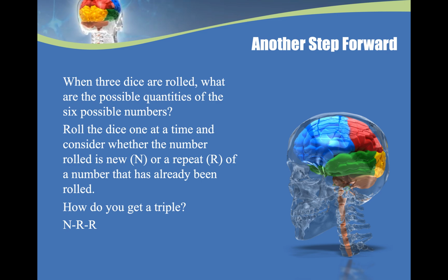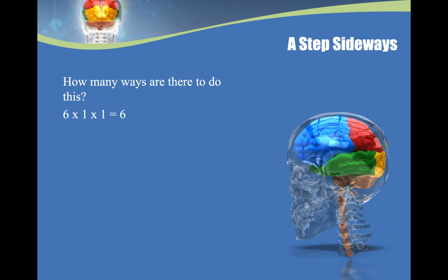First number can be anything. How many different ways can that happen? Well, the first die can be any of 6. The next die has to repeat the first one. The third die has to repeat the first one. Well, if we multiply these out, we get 6. And we know there's 6 because there's 1, 1, 1, 2, 2, 2, 3, 3, 3, 4, 4, 4, 5, 5, 5, and 6, 6, 6. We know there's 6 triples in that table of 216.